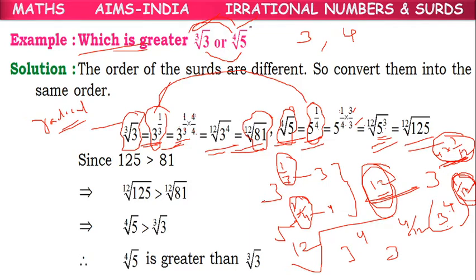So now we have 12th root of 81 and 12th root of 125. They are in the same order. Now we can compare them.